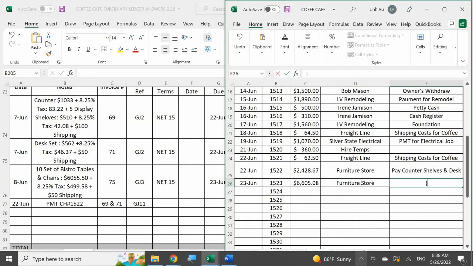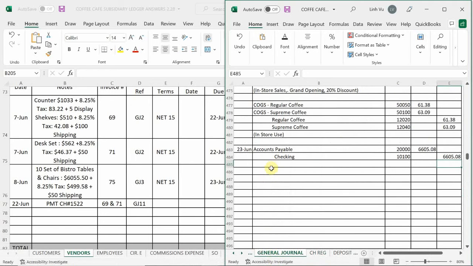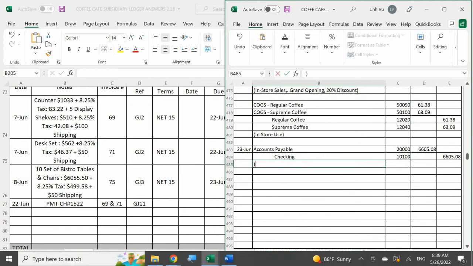Why? Because we're going to pay tables and chairs. Okay, so check number 1523. All right, so we have all the information we need. Who did we make a payment to? Furniture store. For invoice number 75. And I paid with check number 1523. Okay?